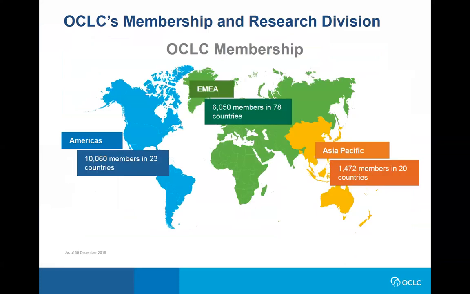And then we also have, of course, OCLC membership, which is also part of our division. It's a worldwide membership. As you can see here, we are divided into Europe, Middle East and Africa, and Asia Pacific, which also includes Australia and New Zealand. Each region has representatives from the library membership. We call them delegates, and they work in regional councils, and they very much guide and inform our work at OCLC.